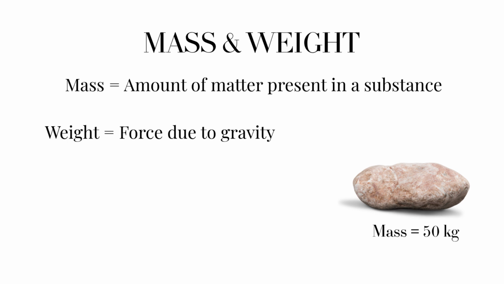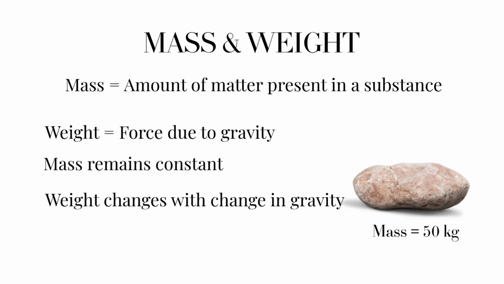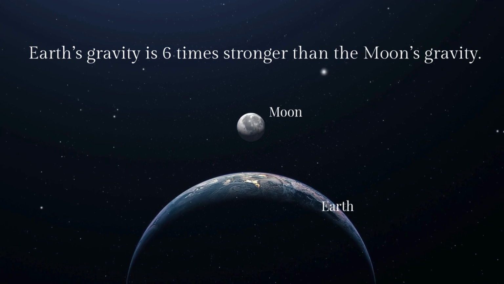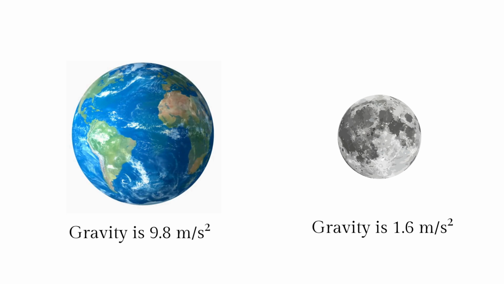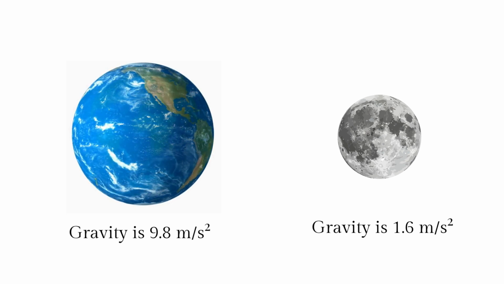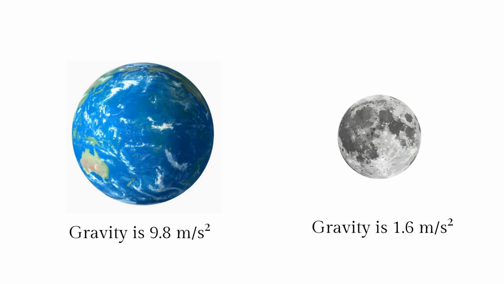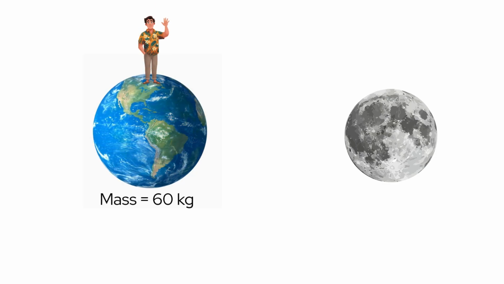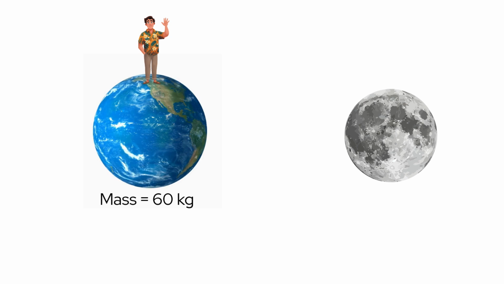This means mass remains constant, but weight can change from one place to another because gravity changes. Earth's gravity is 6 times stronger than the moon's gravity. Gravity on Earth is 9.8 meter per second square, whereas gravity on moon is 1.6 meter per second square. If a man has a mass of 60 kg, then what will be its weight on moon and earth?